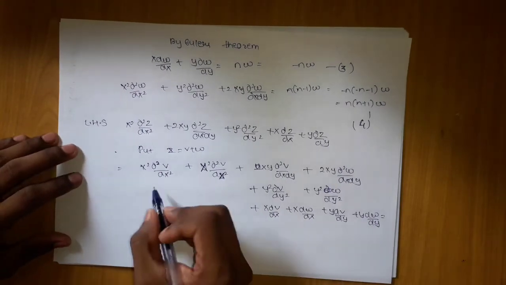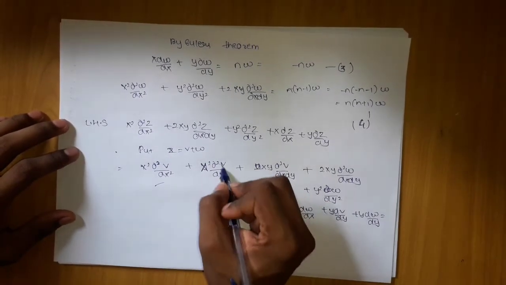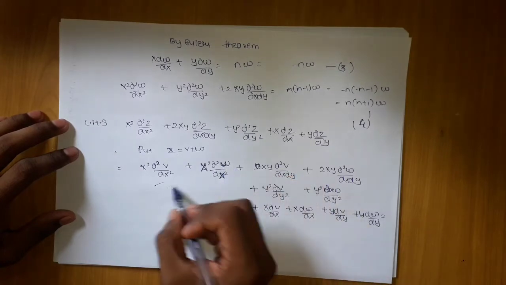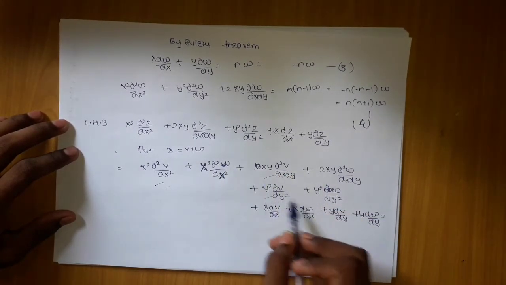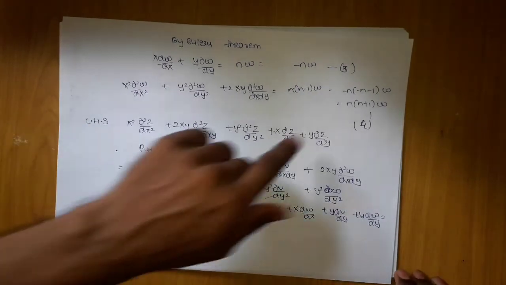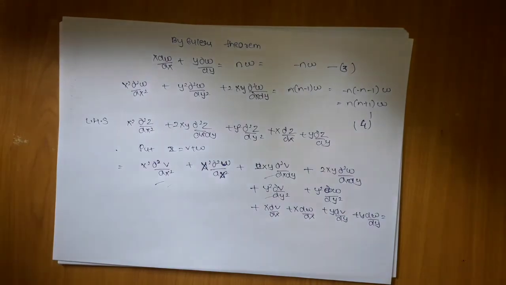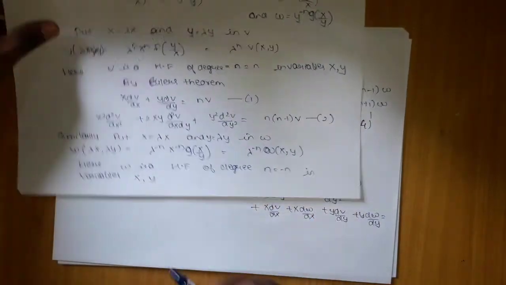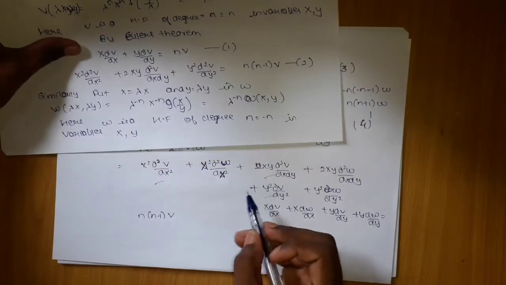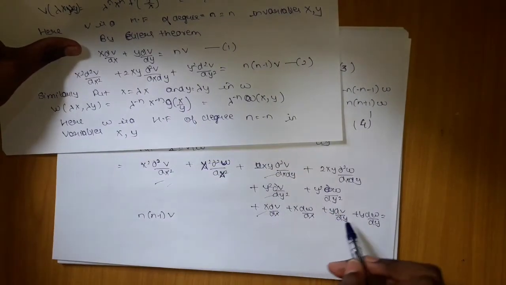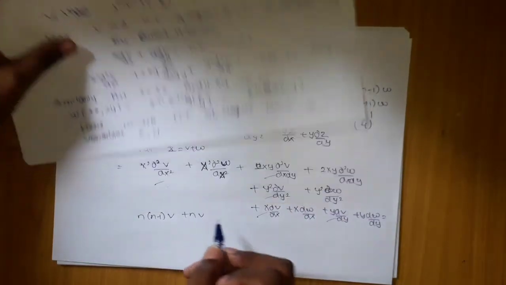So here you can make out this is dou v, and this one is w. All three combined, the value is nothing but n into n minus 1 into v. So I can put here n into n minus 1 into v. Similarly, this thing, its value I have as n into v plus n into v.